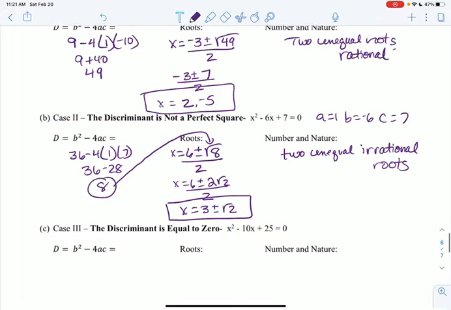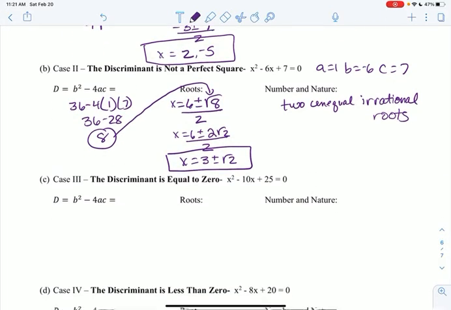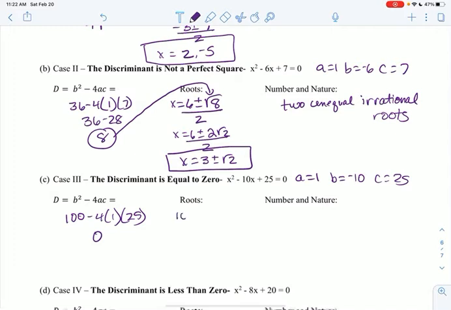And then my second to last case, sorry, is when the discriminant is equal to 0. Okay, so let's see what happens here. B is negative 10, C is 25. So b squared, negative 10 squared is 100, minus 4 times a times c. And negative 4 times 25 is 100. 100 minus 100 is 0. All right, let's actually do the quadratic formula. So negative b, 10, plus or minus the square root of 0, right? So this is my b squared minus 4ac.